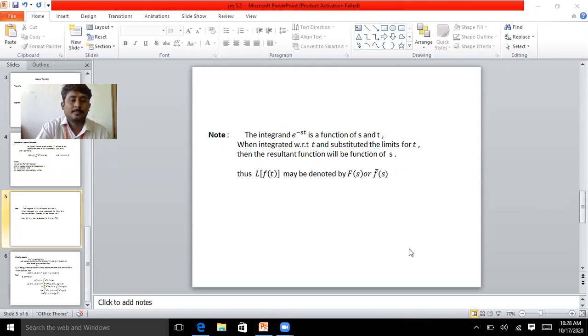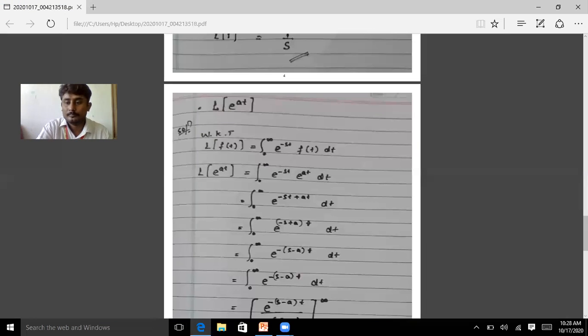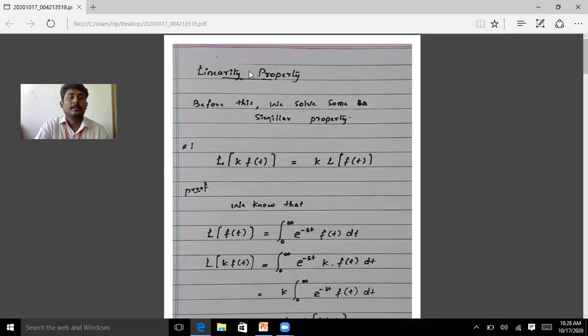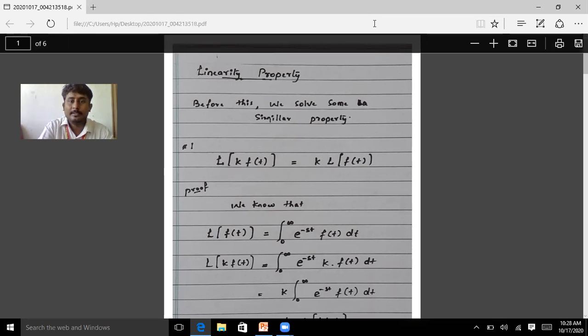The next property is the linearity property. Before going to this, we solve some similar properties, because it makes the main linearity property easier to solve. The first one is the Laplace transformation of a constant value times a function. See here carefully, a constant value times any function.